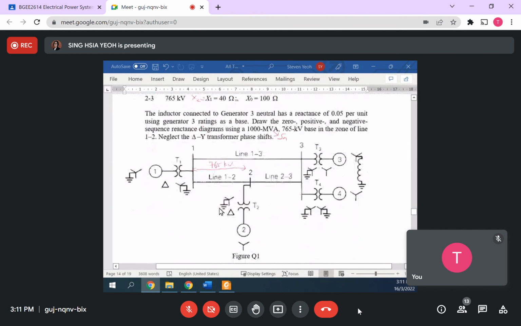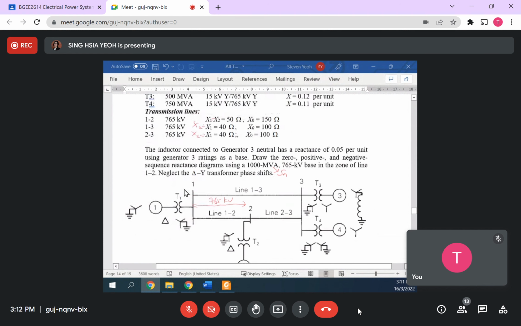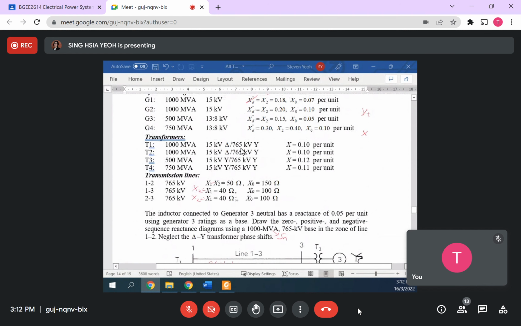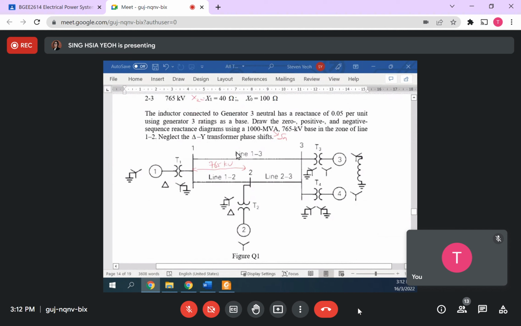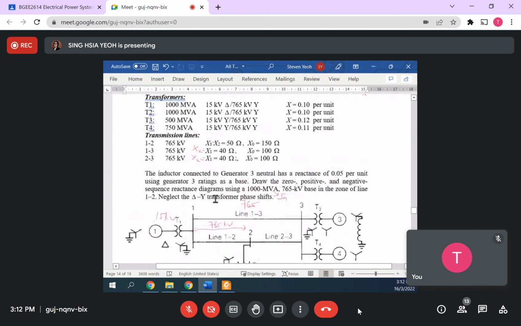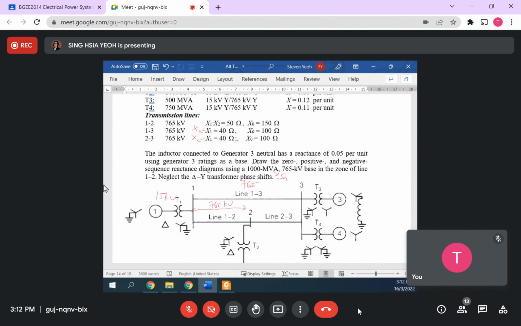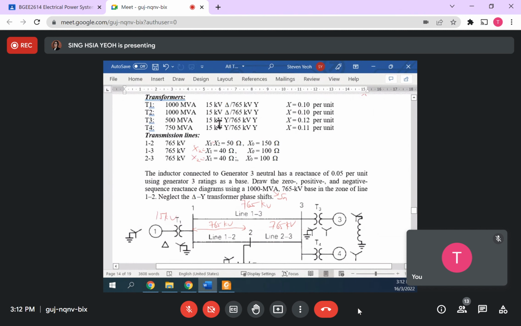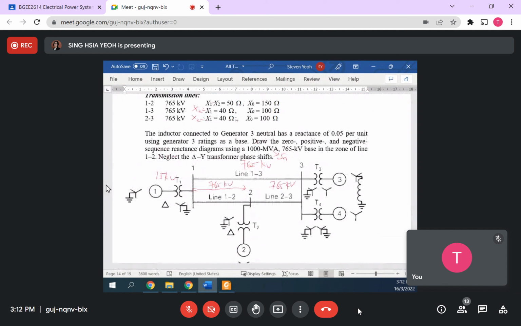Will you know how to do it? First of all, you need to know where the new voltage starts from here, right? Then you step up and down according to the transformer ratio. So T1 will be 15/765. The new voltage should be 15 kV here. Then here will be 765 also, because there is no transformer. Then step down to 15 kV. So 15 kV here.